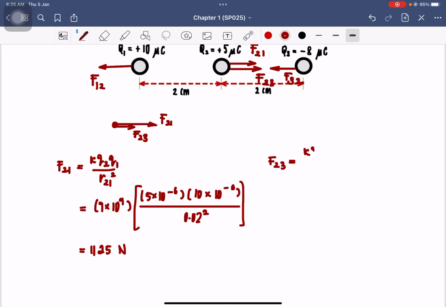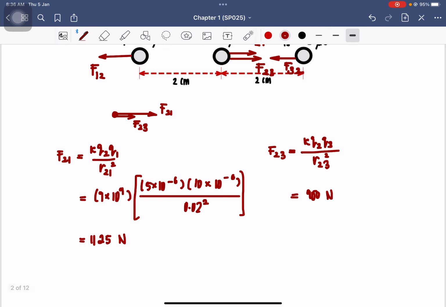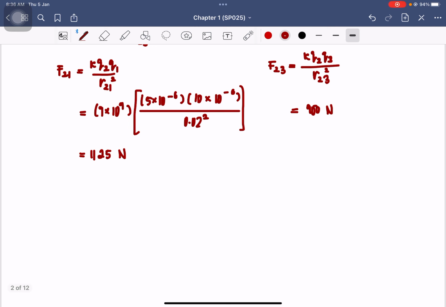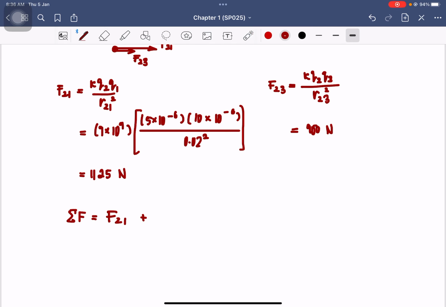Okay, next F23 is equal to k Q2 Q3 over r23 squared. So do the same thing, just substitute the numbers and you will get 900 newton for this part here. After that, we have to resolve it. But since this is only in one dimension, basically just in the x component, we are just going to add them together, but must consider the direction of the force. Since both are pointing to the right, both will be positive. So it's just F21 plus F23, which gives you 2,025 newton as the electrostatic force. And since force is a vector, again, we have to have both magnitude and direction. So the direction for this one will be going to the right.